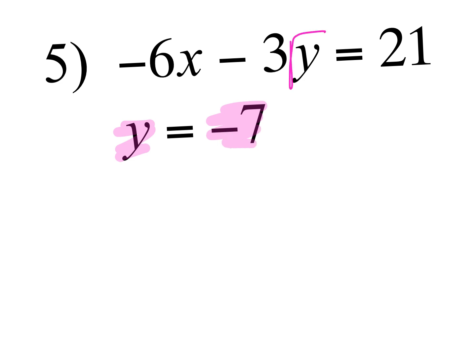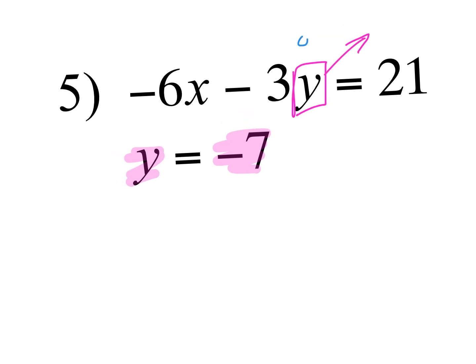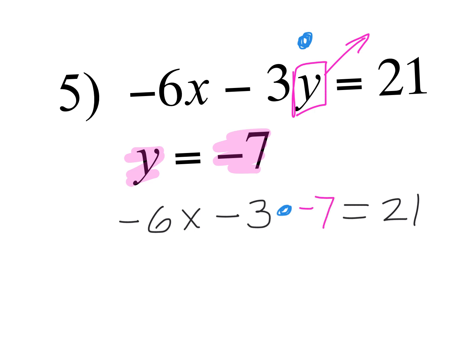Okay, so now for number 5, I've got y is equal to negative 7. So I am going to take that y out, and I'm going to replace it with a negative 7. Keep in mind that since the 3 is sitting next to the y, that means multiplication. So when I go to rewrite everything, I'm going to put that multiplication after the 3. And everything is the same, except I'm going to replace the y with a negative 7. So if I do 3 times negative 7, I get negative 21.